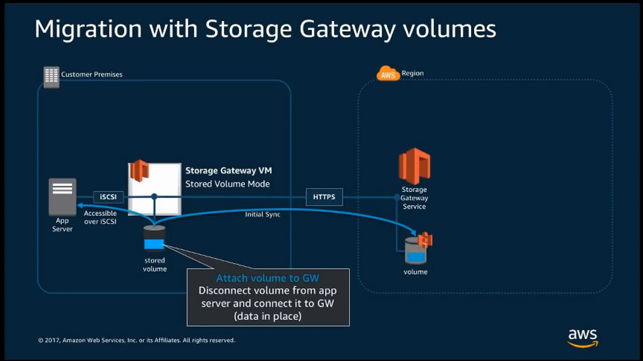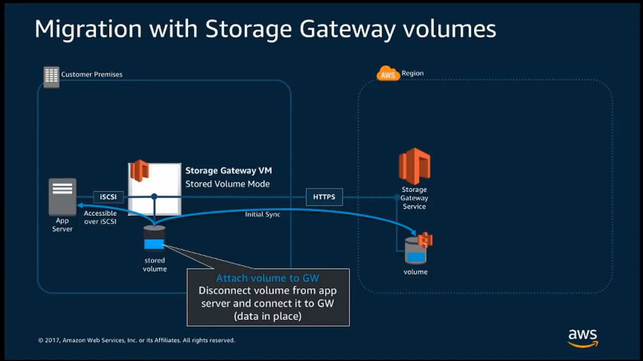Now, to use the storage gateway in stored volume mode as a migration tool, you would deploy the virtual machine in your data center, and you would take that volume, detach it from your application server, and attach it to the storage gateway virtual machine. Now, inside of the storage gateway virtual machine, we're not going to rewrite any of the data. We won't format it. We're not going to write a new disk signature.